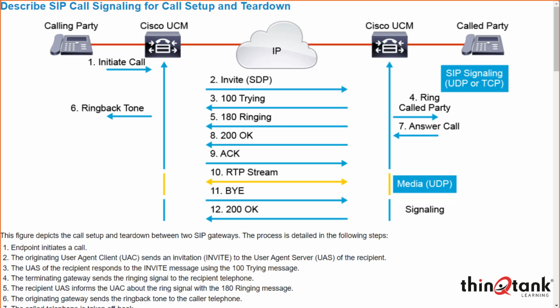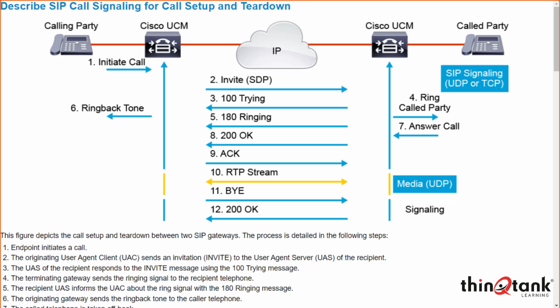All right. The UAS, which is the right CUCM server, responds to the invite message basically with that 100. Remember, 1XX is, okay, I've received a valid message and I'm in the process of progressing and proceeding with your request. So I'm going to send you a 100 message back saying I'm trying to establish the call.